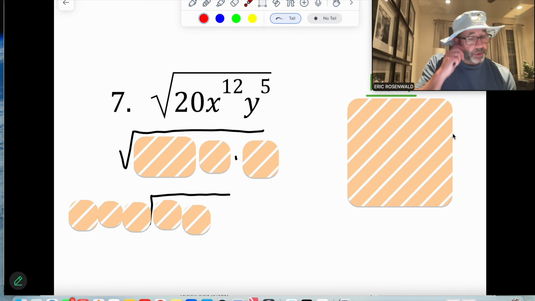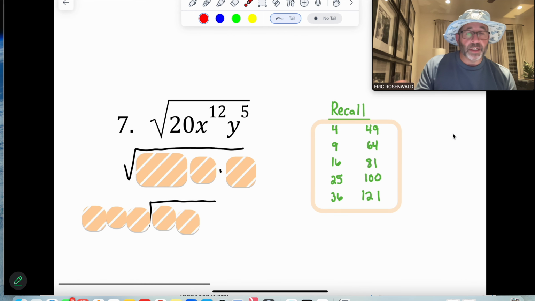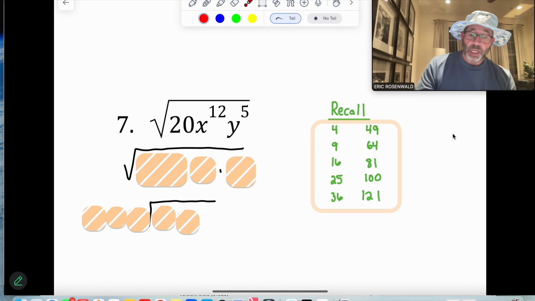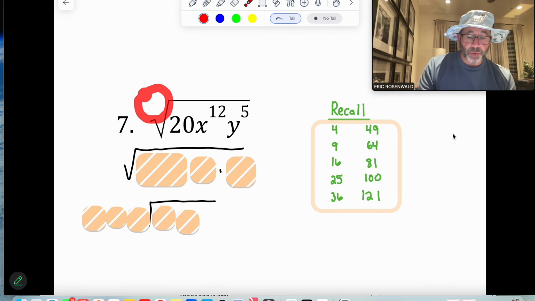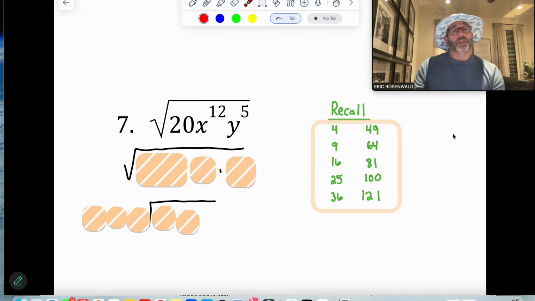And remember with variables, what we're trying to do is get them to go out in pairs together when we have a square root. This is a square root. There's a 2 here. It's just not written because it's called a square root. So let's start one thing at a time. Let's deal with the numbers first.